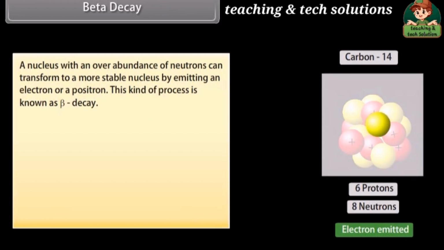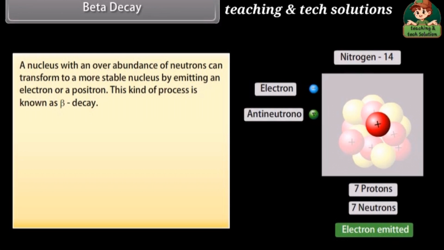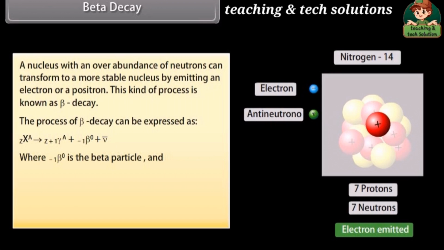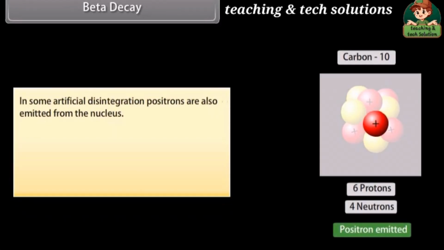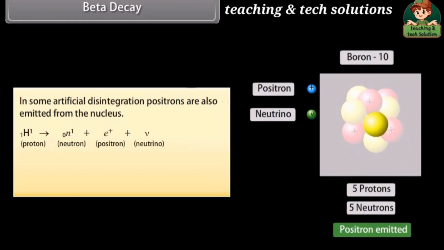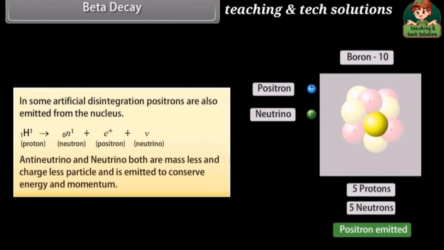Beta decay. A nucleus with an overabundance of neutrons can transform to a more stable nucleus by emitting an electron or a positron. This kind of process is known as beta decay. This process of beta decay can be expressed as where is the beta particle and is the antineutrino. For example, in some artificial disintegration, positrons are also emitted from the nucleus. Antineutrino and neutrino both are massless and chargeless particles and are emitted to conserve energy and momentum.